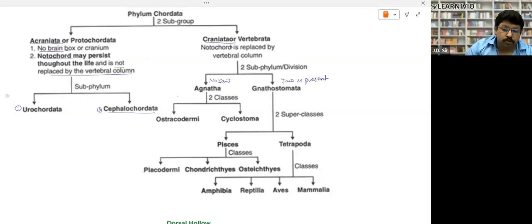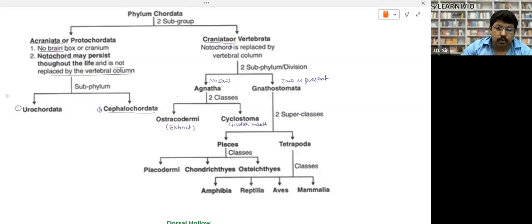Ostracodermi and Cyclostomata. Ostracodermi are not found right now, right? They are extinct. No member is present. Cyclostomata are those which have a circular mouth, like a sucker-like structure. Further, Gnathostomata means those which have a jaw.